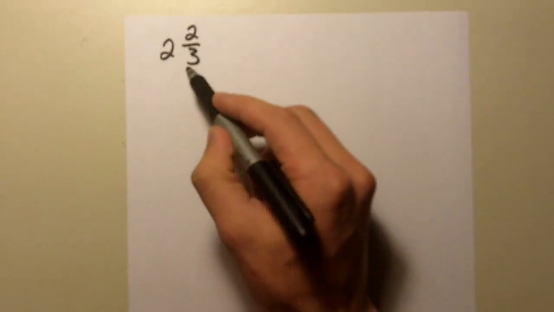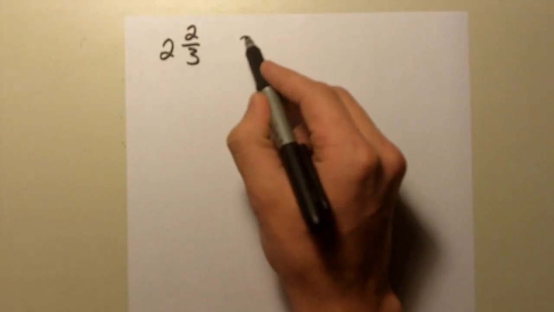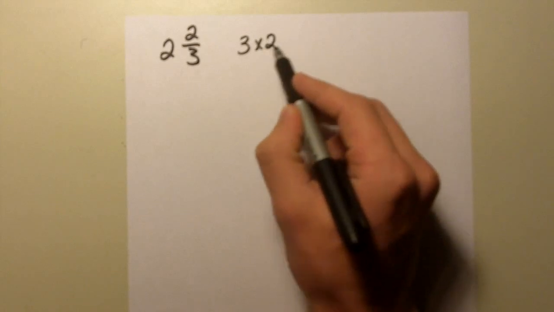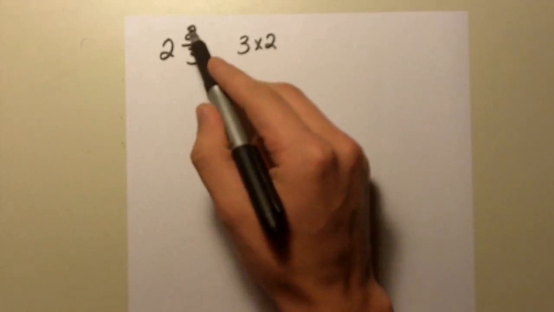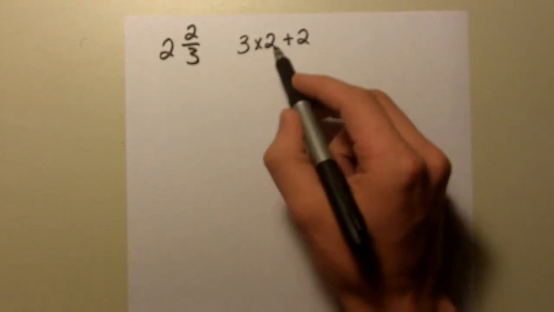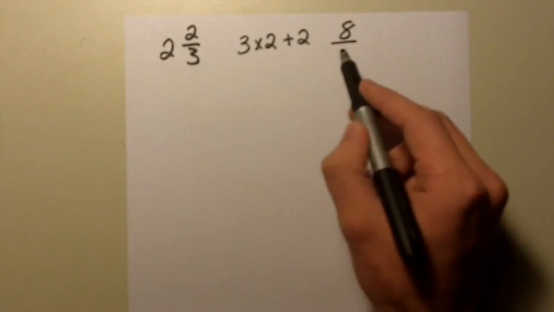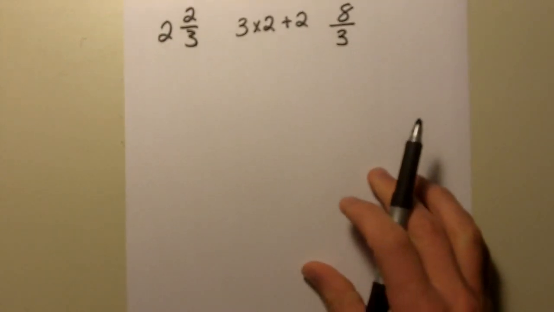So what we have to do is multiply the denominator by the whole number. So that's going to be 3 times 2, and then we're going to add this remainder. That remainder there. And that right there is going to be 8. And then we have to keep the denominator the same, so it's 3. And that makes sense, right?